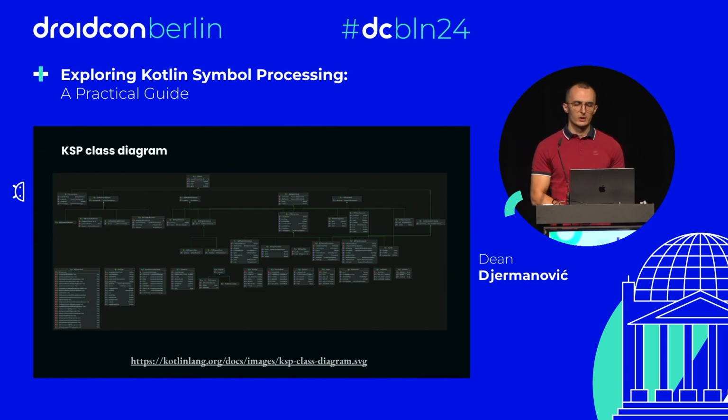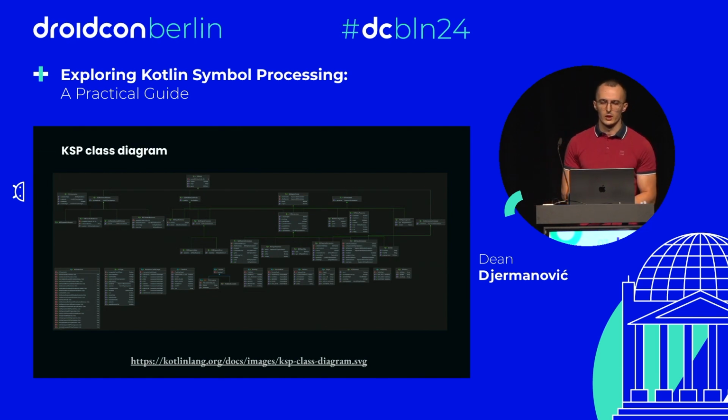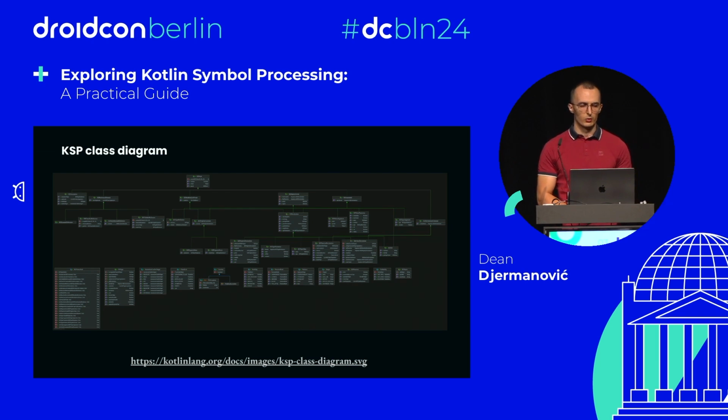So the example we looked at was a simplified example of how KSP models a Kotlin class with its functions in a file. The full class diagram that KSP works with is more complex. The KSP class diagram doesn't only include class and function declarations, but also properties, type parameters, annotations, and more. So in the screenshot and the link provided, you can check out the full extent of the class diagram that KSP operates with.